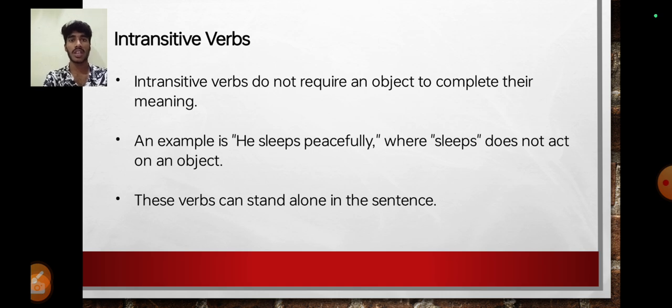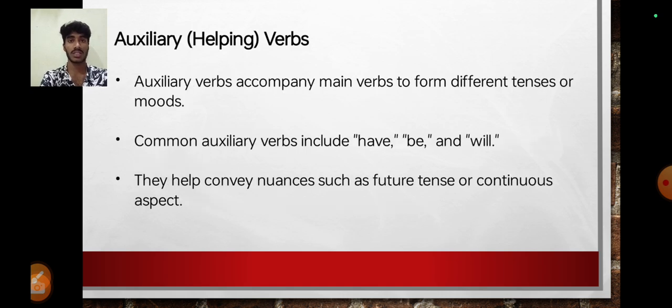Now we'll talk about intransitive verbs. Intransitive verbs do not require any object to complete their meaning. Instead, they don't need the help of an object to complete a sentence. For example, he sleeps peacefully, where sleeps does not take an object. These verbs can stand alone in a sentence.